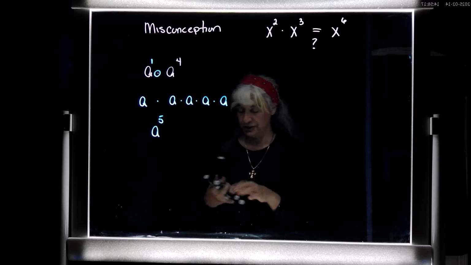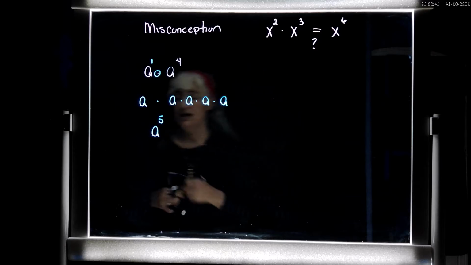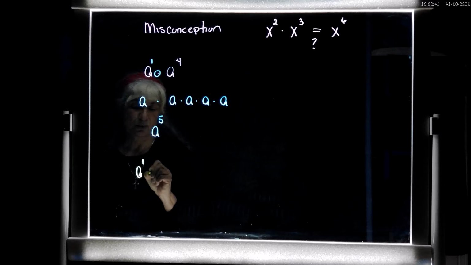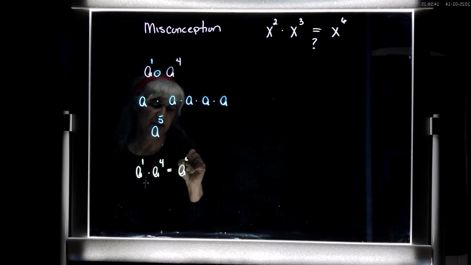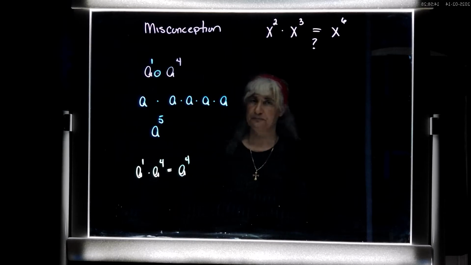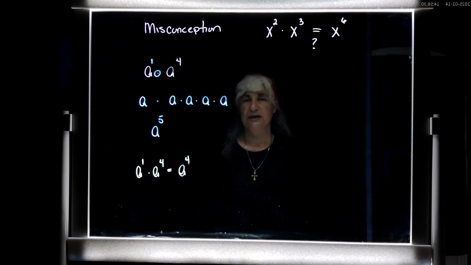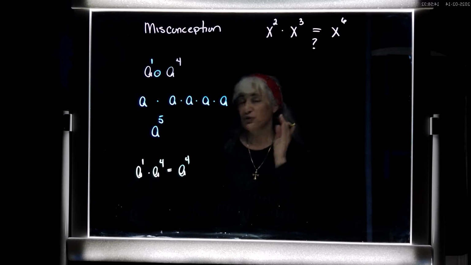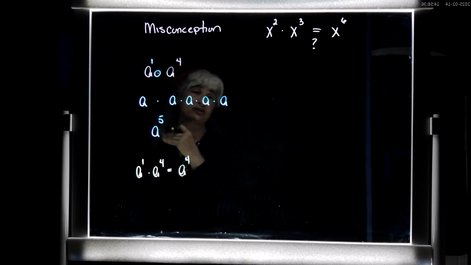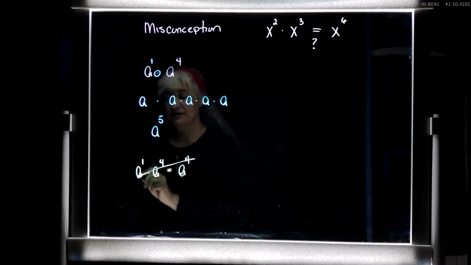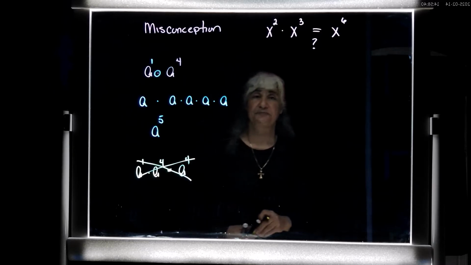If you actually looked at this problem and you quickly thought, well, I'm multiplying, so I must multiply the exponents to get a to the power of 4, well, help me out. Does that shorter way that our brains think works match the long way? It does not. It doesn't work.